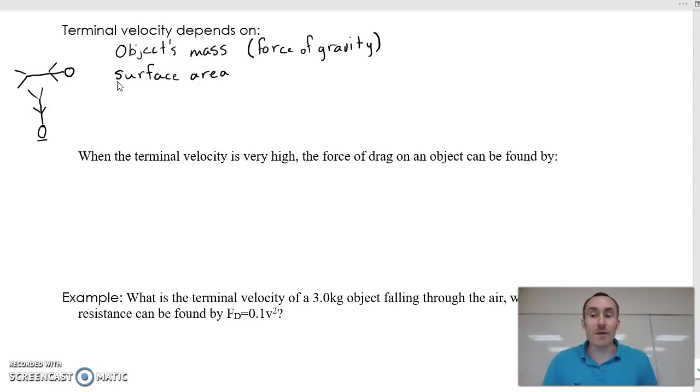So they want you to increase your surface area because that increases the drag force on you and will decrease your terminal velocity. Right? You won't be able to go as fast if you're spread out like that. And the third thing is density.